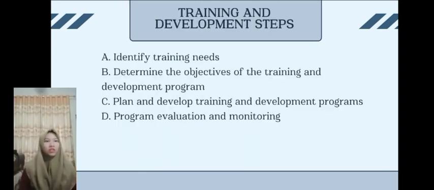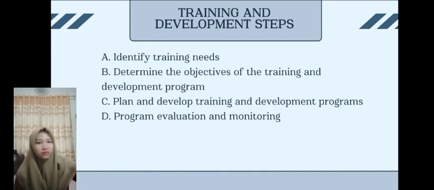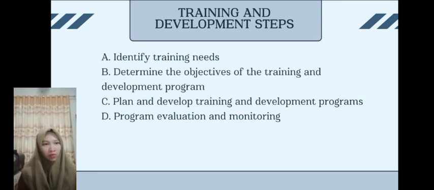Next slide about training and development step. Training and development step have 4 steps. The first, identify training need. Identify training need is organizations must always adapt to a changing environment so that employees need to be adapt to this dynamic environmental condition. In the initial stage, organizations need to identify training and development need.